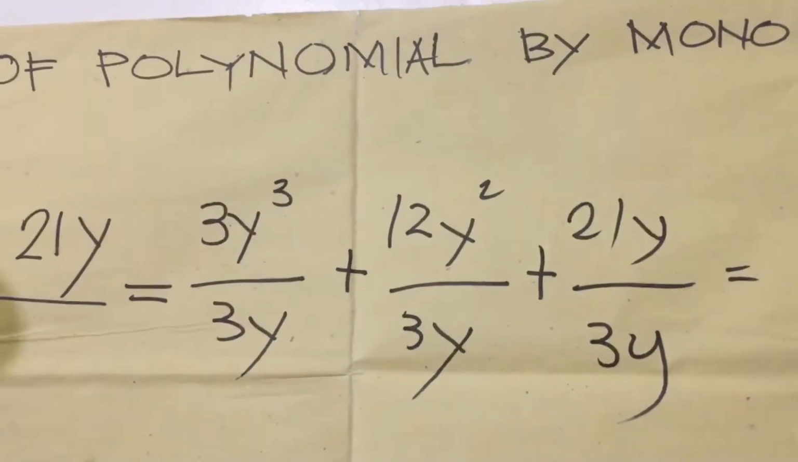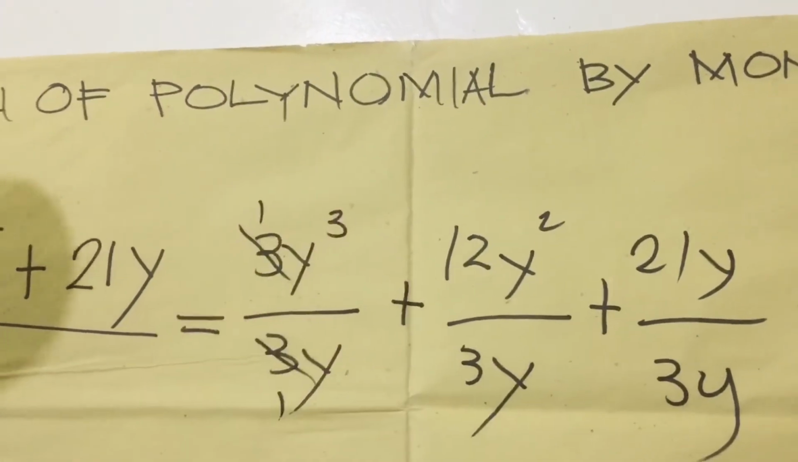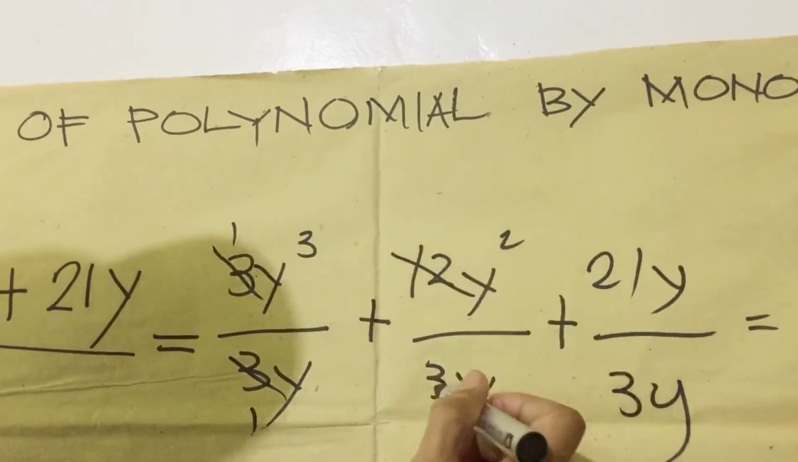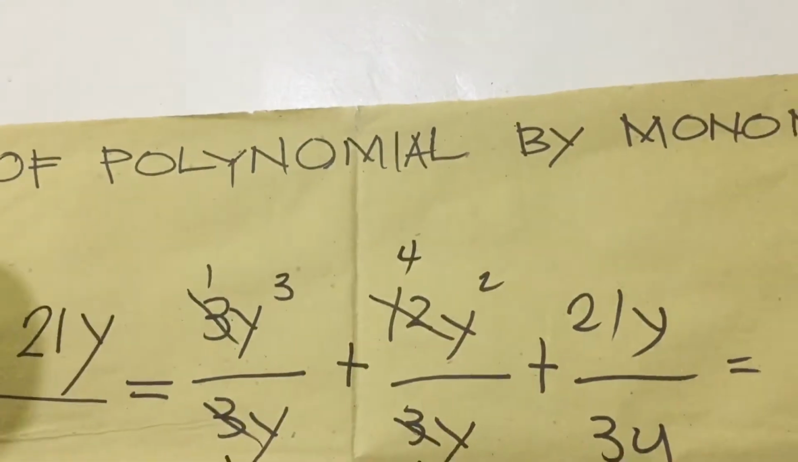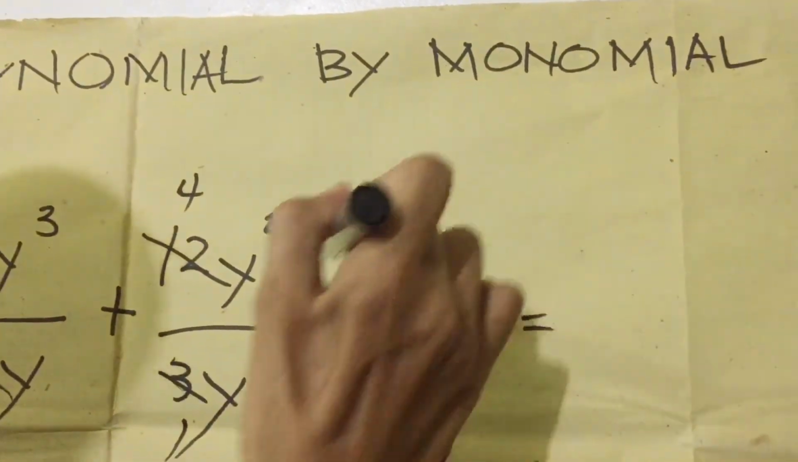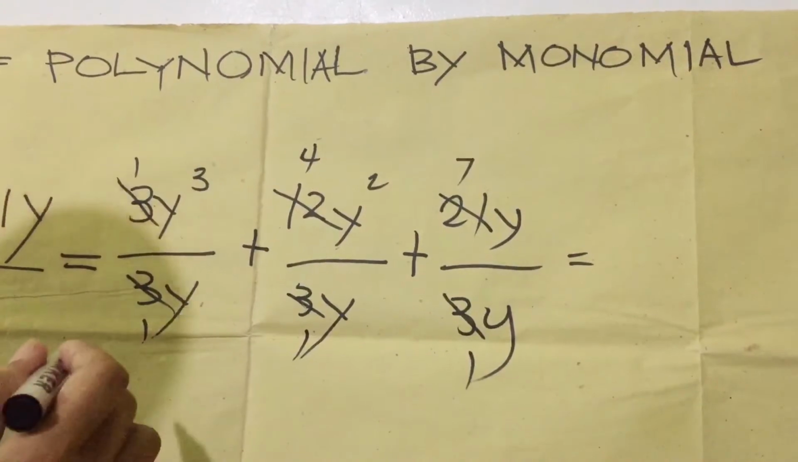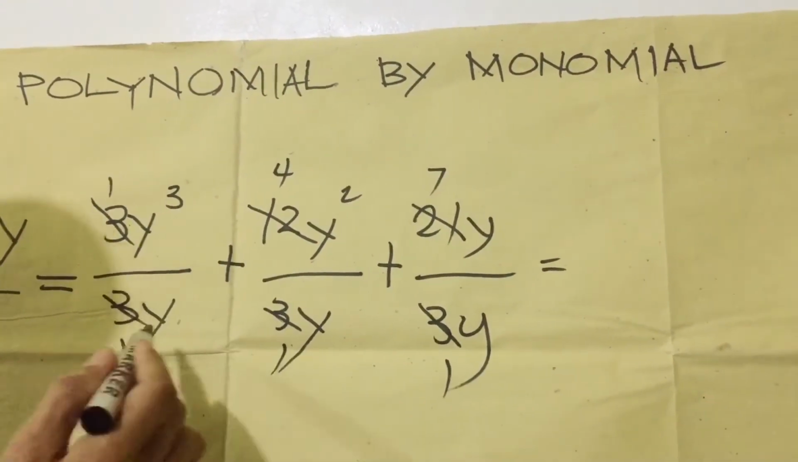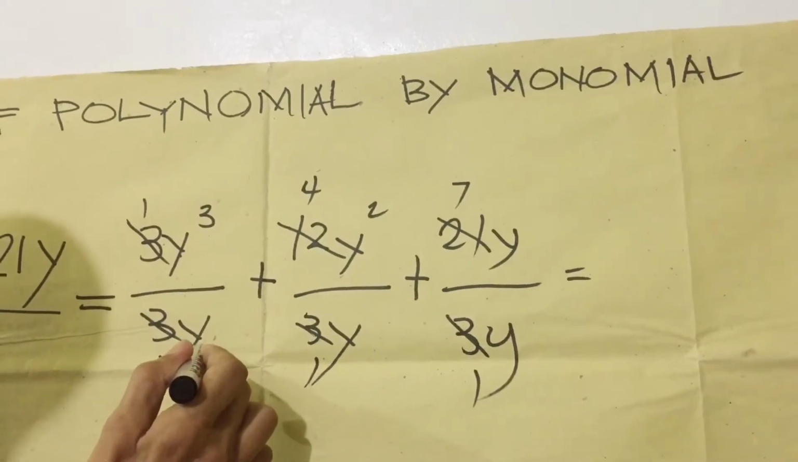So since pwede makancel natin itong 3 divided by 3 becomes 1 and 1. 12 divided by 3, 1, 4. Then 21 divided by 3, 7. Ngayon ang natira ay y cube at saka y.